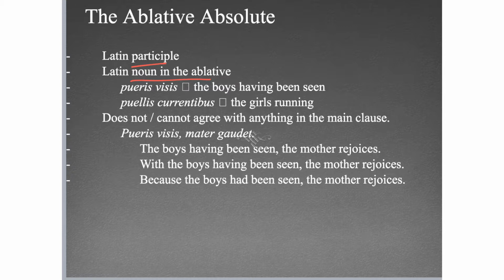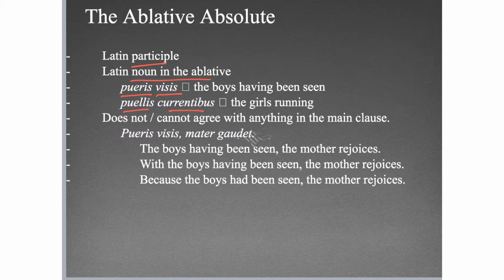All right, and here's your Latin noun and your Latin participle, and you'll note that the first one, pueris visis, is that perfect passive participle that comes from the fourth principal part, and puellis currentibus is that present active participle that comes from the present stem and the second principal part with that nt as its sign. All right, the boys having been seen, there's your translation, the girls running.